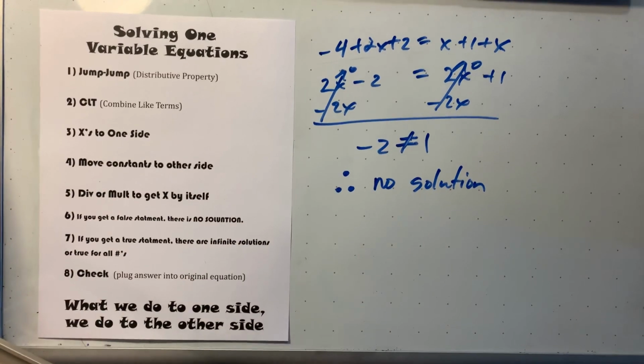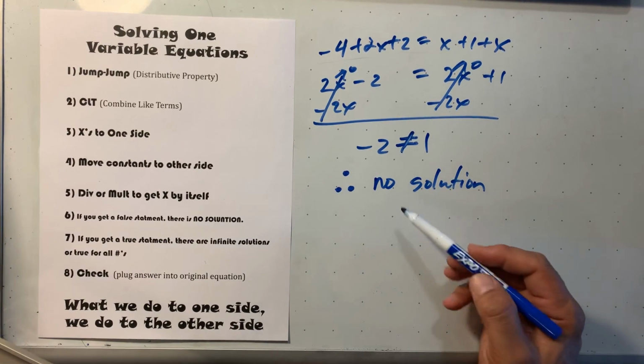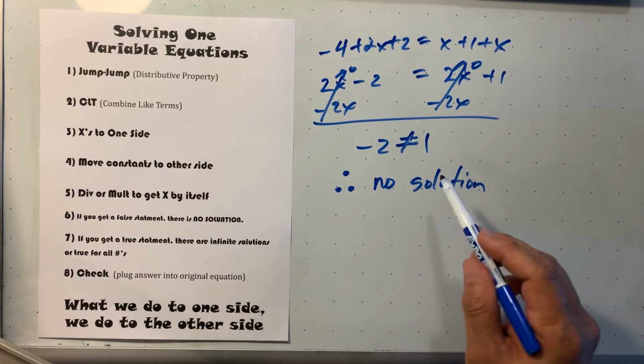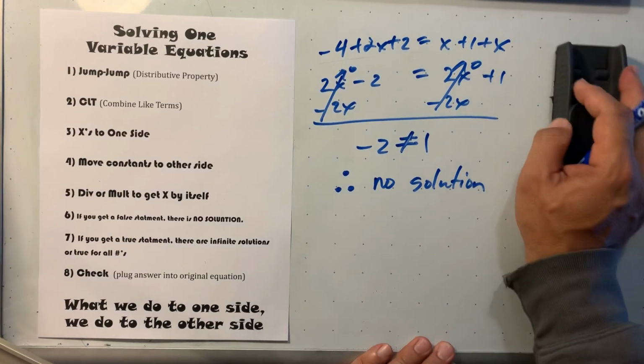So it doesn't happen as often. Usually you're going to get an answer and you're going to check that answer. But the two other things that can happen are no solution and infinite solutions. If this was a graph, and there was no solution, then you basically have a graph of a line that's parallel to the other graph, and so they'll never cross, so there's no one solution.